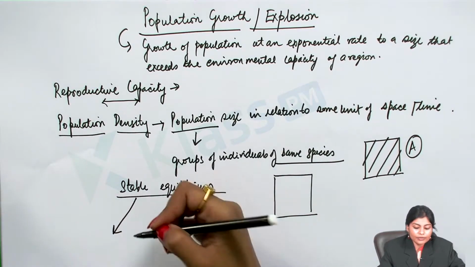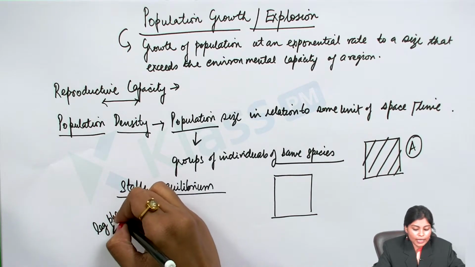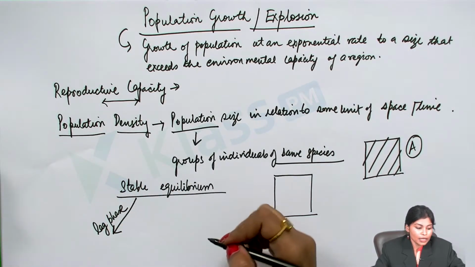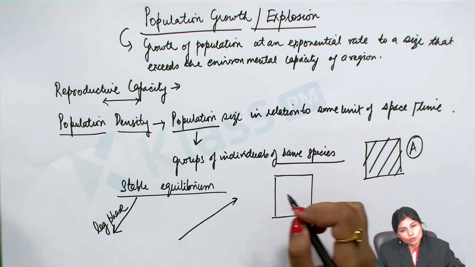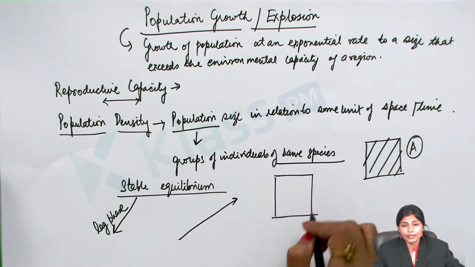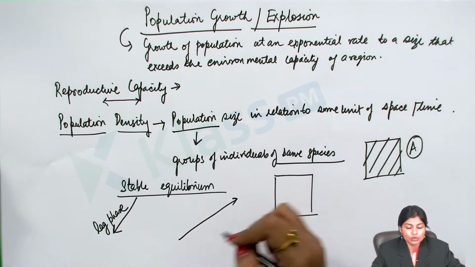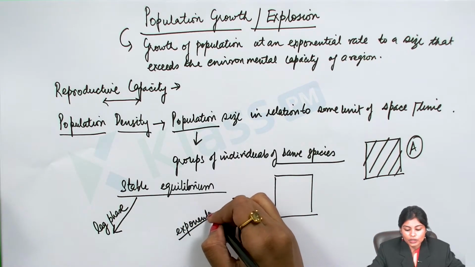Now, if it is less than what the area can actually accommodate, it is known as the lag phase. Again, if it is too much, the area is small but the number of people who are staying, living or occupying that area or using the resources of that area is very high, then we call it the exponential phase.